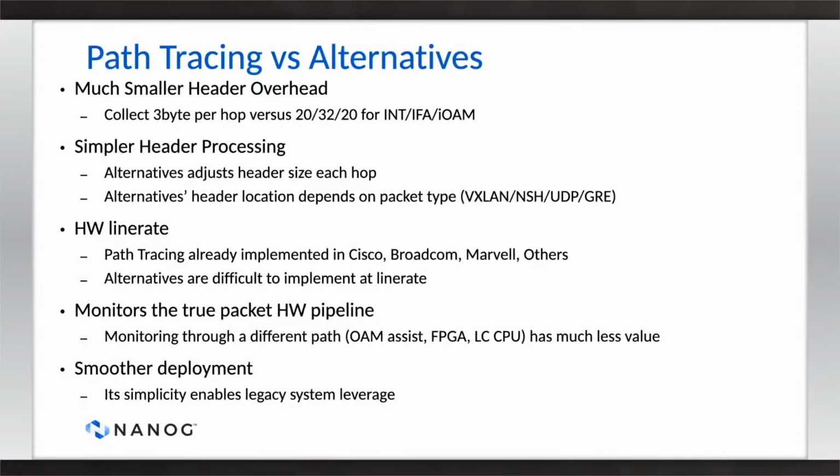We want the true data path. We want the real value. And the other is a smoother deployment, right? If a hop in the middle doesn't understand this, it's a V6 packet. So that's the beauty. Insertion is quite easy in a network.